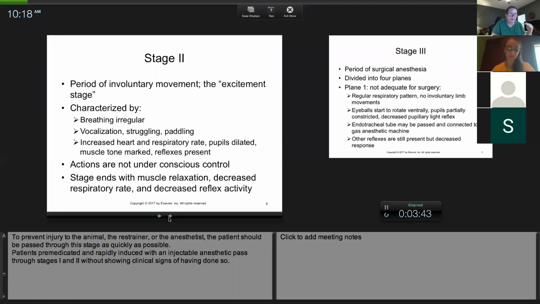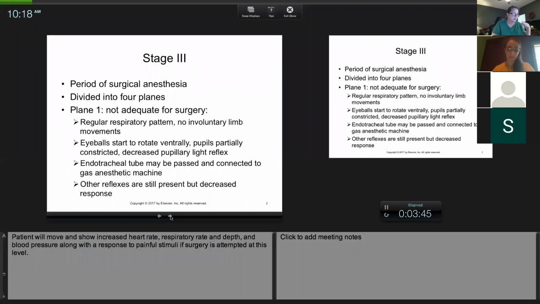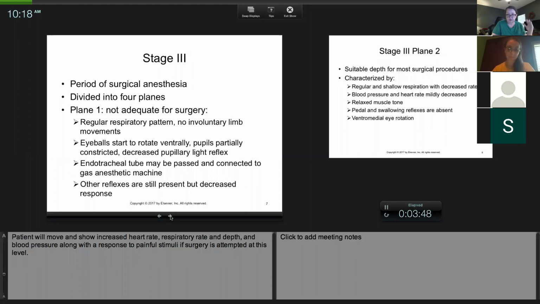And then as they come out of stage 2, they're going to get into this relaxed state, which is stage 3. Stage 3 is the beginning of surgical anesthesia. They are unconscious. But remember, stage 3 on the paper is plane 1, plane 2, plane 3, plane 4. They have regular respiration, they shouldn't be moving. At this point, we should be muscle relaxed, eyes rotate ventral, other reflexes. But this one key thing, this is where you pass the endotracheal tube.